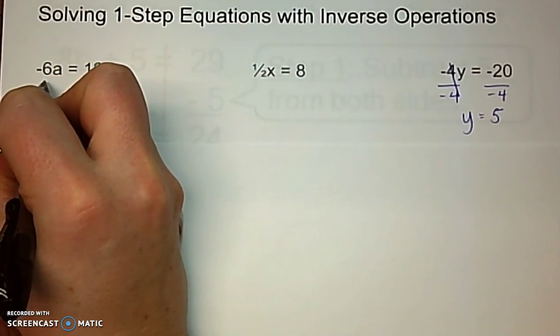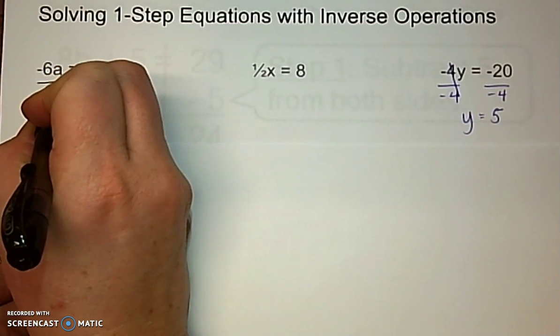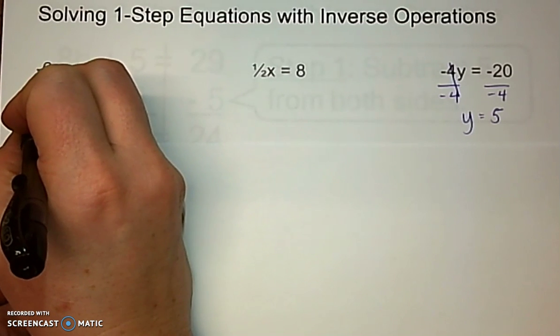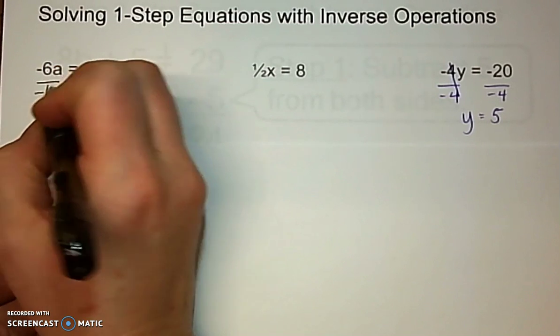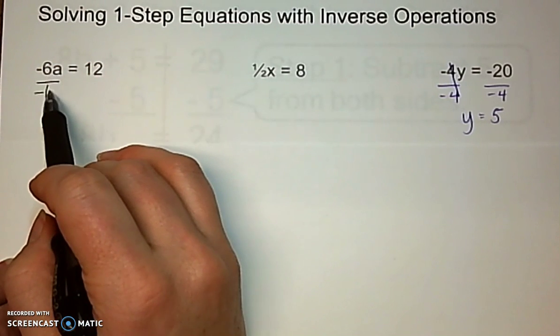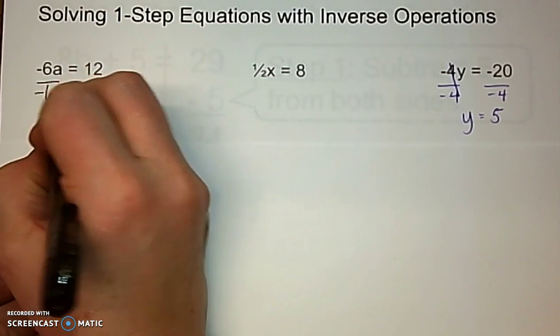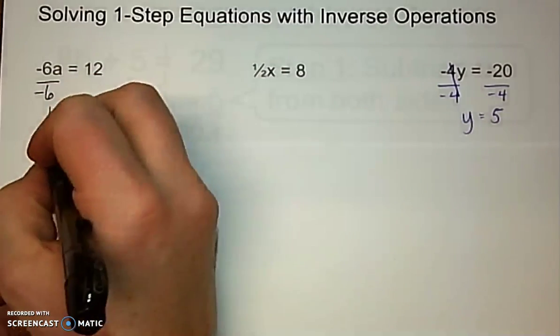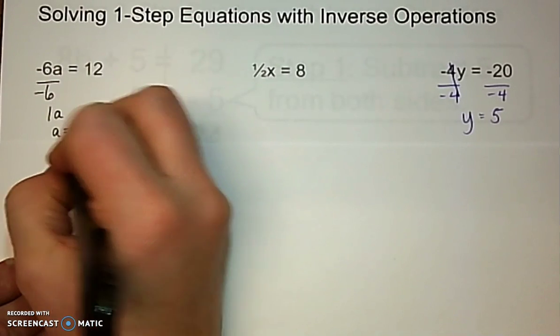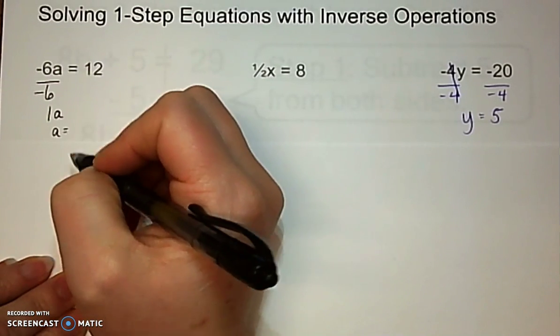Well, I need to undo multiplication. So in order to do that, I'm going to do its inverse, and the inverse of multiplication is division. And I'm going to divide that number by itself, because any number divided by itself gives me a 1. So now I have 1a, which is exactly what I want, or I can just write it simply as a. These are the same thing.